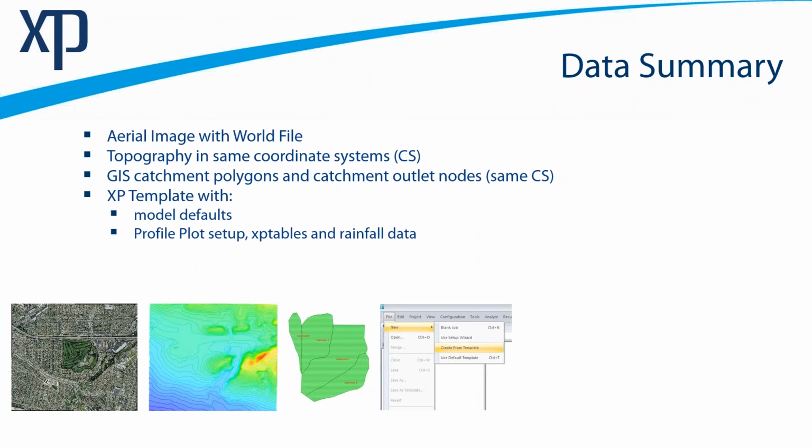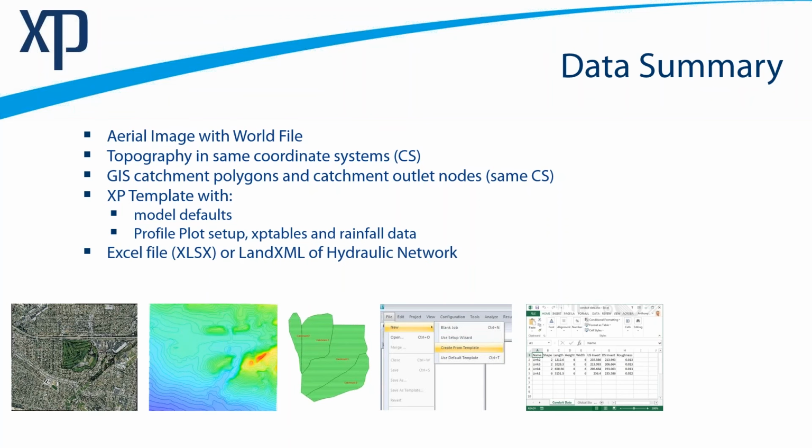Then I've got a template, and my XP template has things like model defaults in it, various things like profile setup or XP tables, just preloaded with rainfall data. The template really does make building subsequent models much faster because the information that's in the template acts as seed information for the next model.